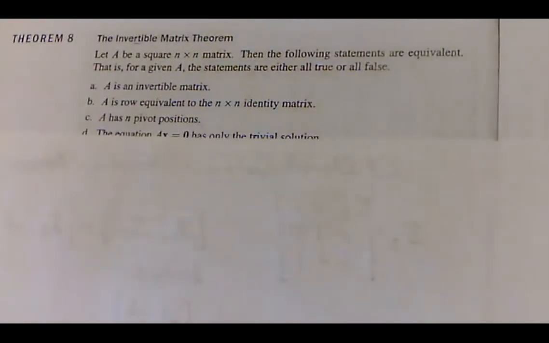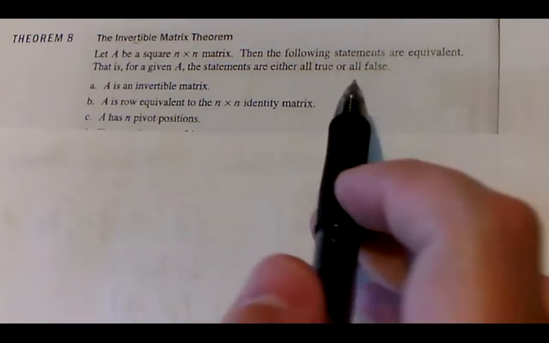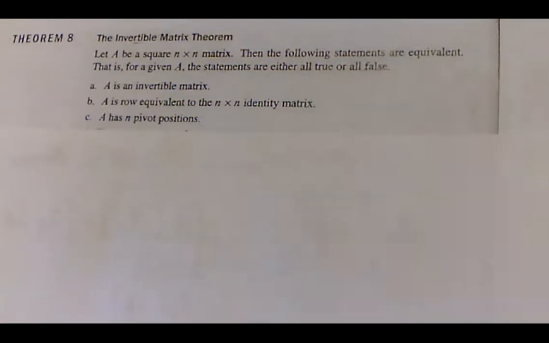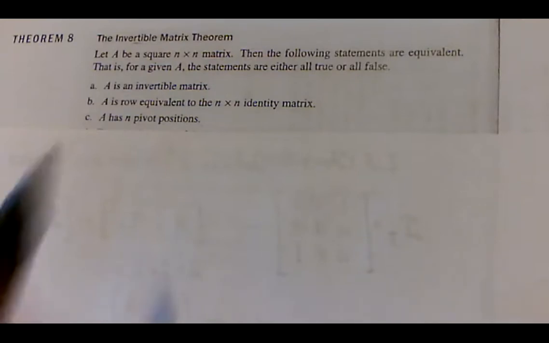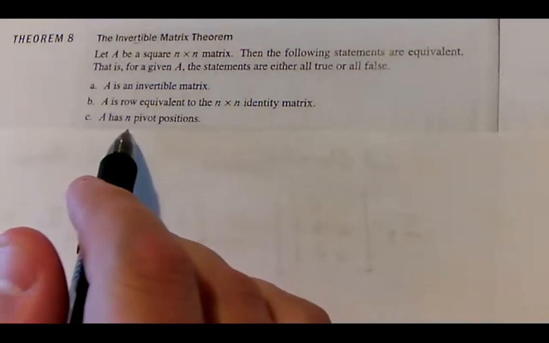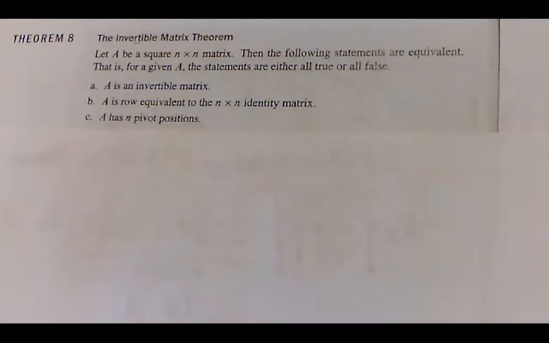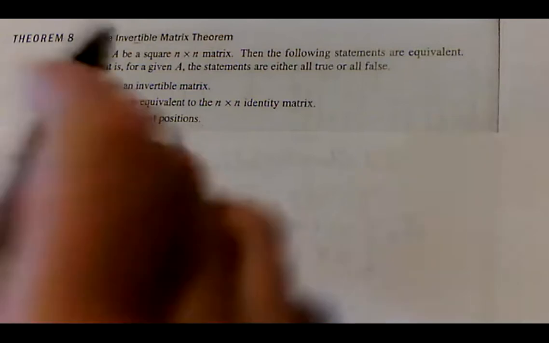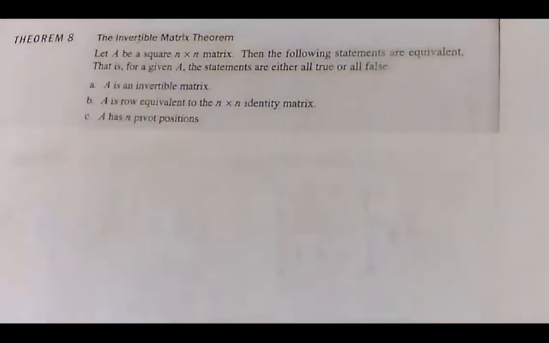Okay, and remember that these are either all true or all false. So they're all together, true or false. So what that means is if you can show that it doesn't have n pivots, say it has less than n, then you've shown that it's not invertible, that it's not row equivalent to the n by n identity matrix.